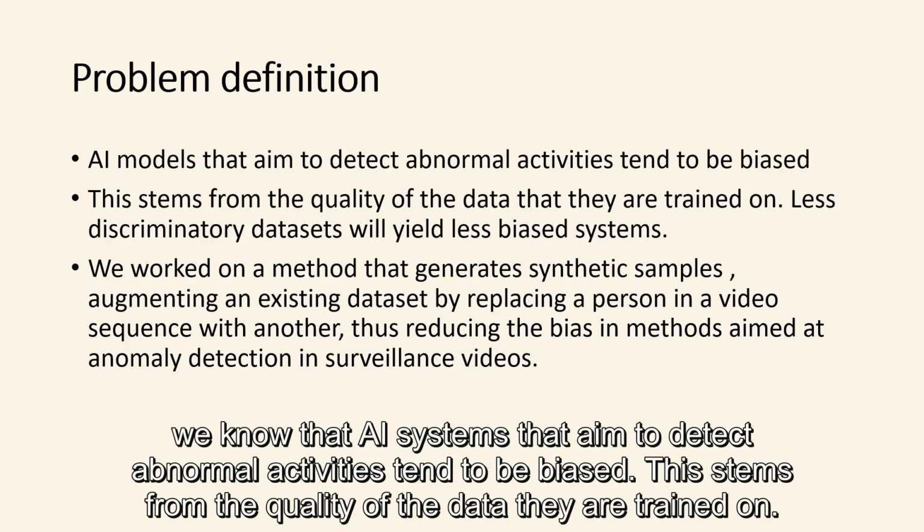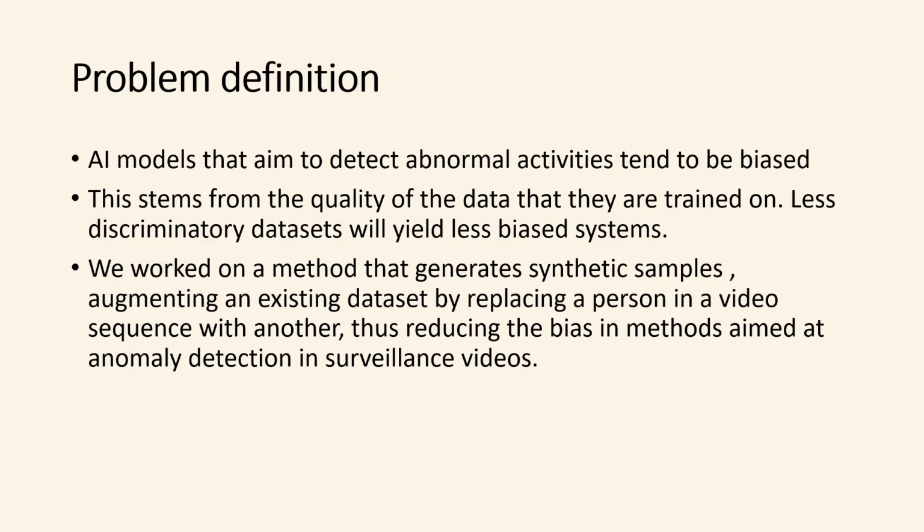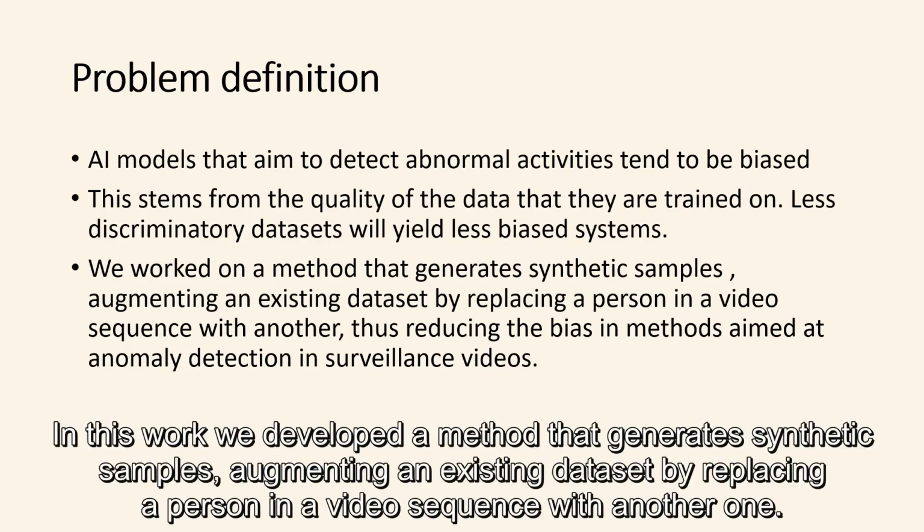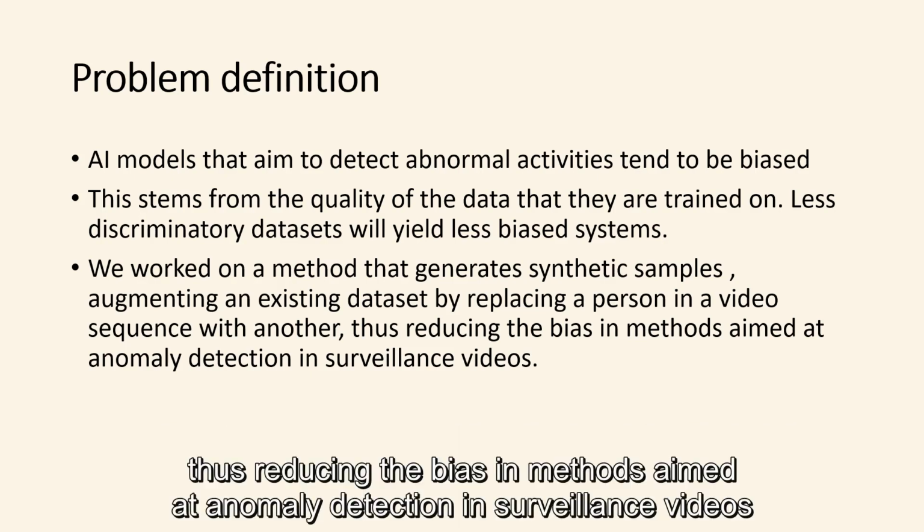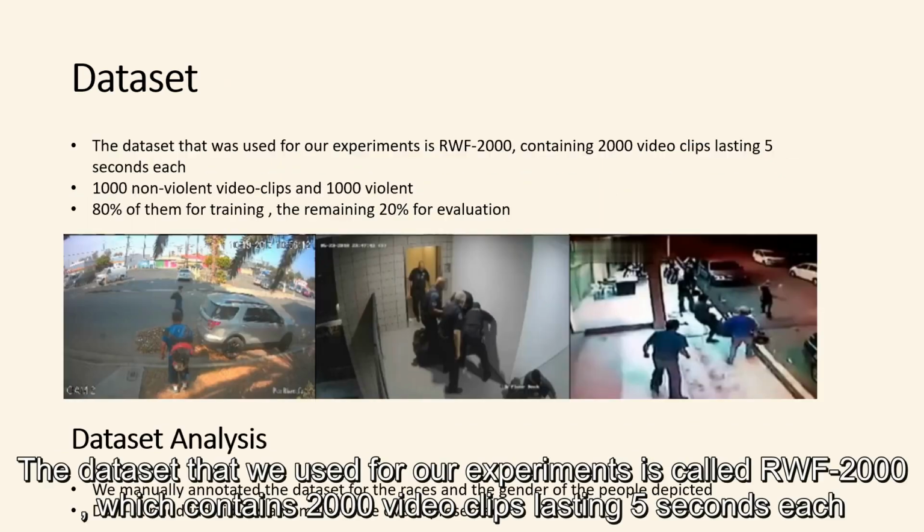We know that AI models that aim to detect abnormal activities tend to be biased. This stems from the quality of the data they are trained on. In this work, we developed a method that generates synthetic samples, augmenting an existing dataset, thus reducing the bias in methods aimed at anomaly detection in surveillance video.